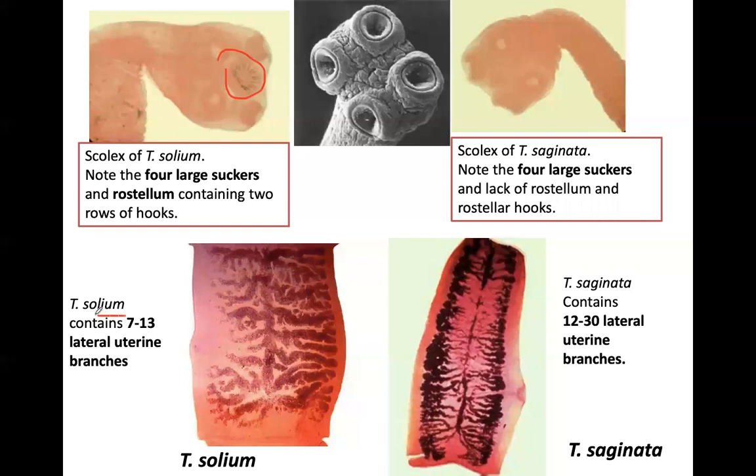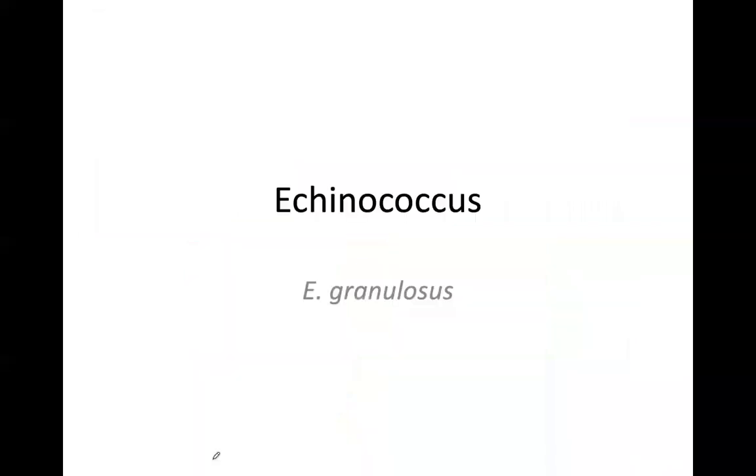So Taenia solium has fewer uterine branches, 7 to 13, but Taenia saginata has more uterine branches. In this case, this is the body, and all of these are uterine branches. These are much more numerous in Taenia saginata than in Taenia solium. So you could remember when it comes to uterine branches, solium has an L. L is for less number of uterine branches. It could help you remember these things.